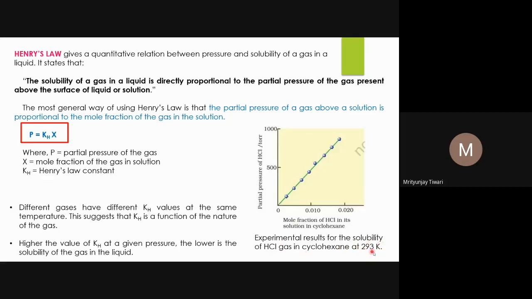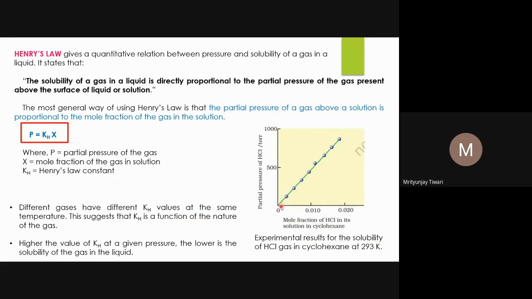This is one experimental result for the solubility of HCl gas in cyclohexane at 293 Kelvin. This graph is obtained at 293 Kelvin. And what is reported here, you can see, is a straight line, and this line goes from the origin. HCl, hydrochloric acid, is a gas.